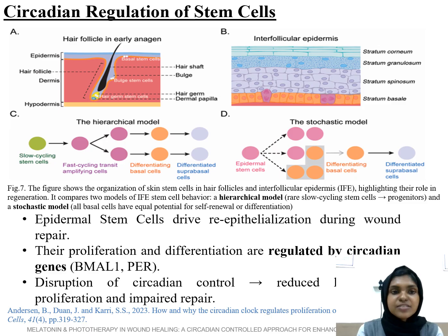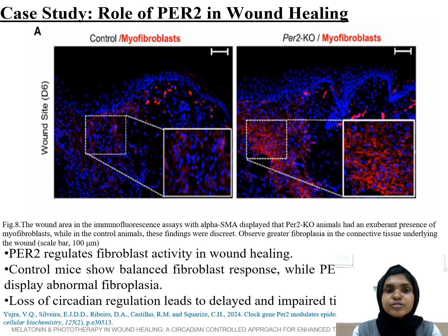As we can see, the first image is hair follicle in early anagen, and the second picture is interfollicular epidermis. That means the structure of a stem cell. The hierarchical model shows that it is like a company CEO and worker relation, and next the stochastic model shows a flat organization, which means any cell can access the epidermal stem cells. So move on to the next, the case study of the role of PER2 in wound healing.